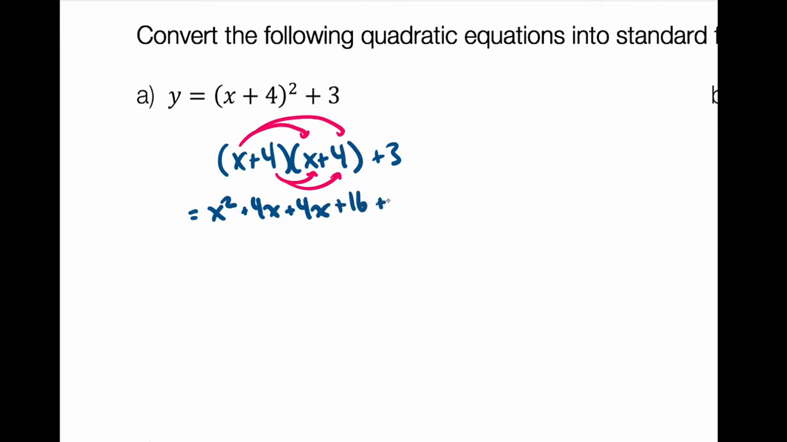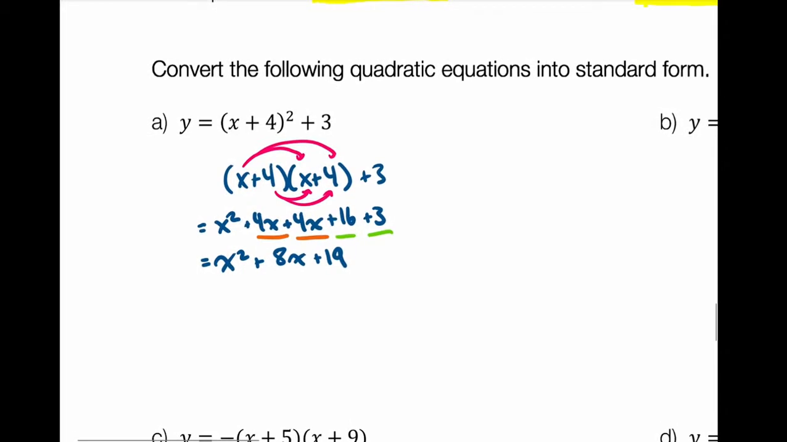And I'm going to bring the plus 3 down because I haven't multiplied that through, so it just gets added on at the end. I should be able to recognize again I have two middle terms that are the same, and because of the plus 3 at the end I have two constants that are the same. So by combining these, I should get x squared plus 8x plus 19. Now this is in standard form. So we went from vertex form, we expanded, collected our like terms, and we got to standard form.